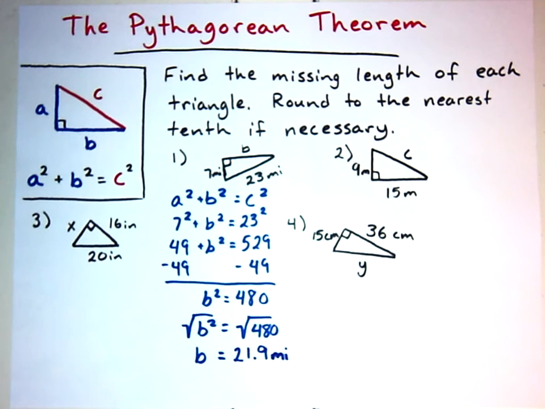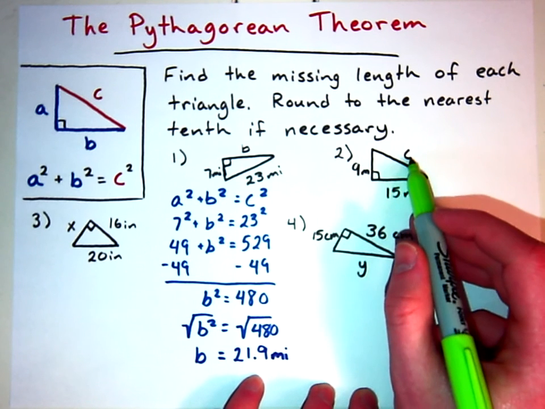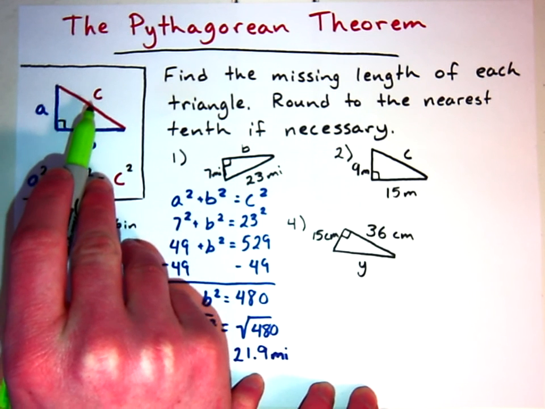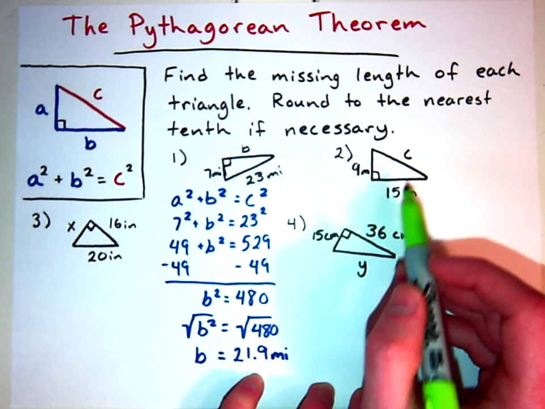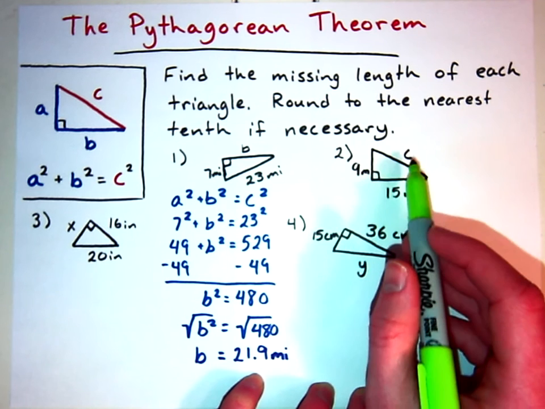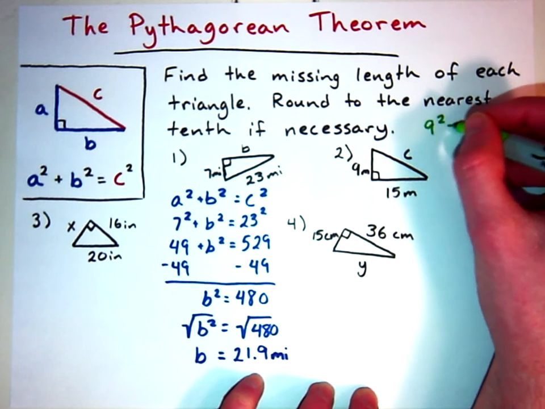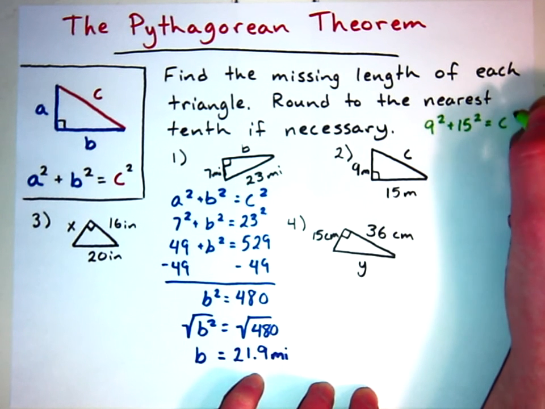All right, let's take on number 2. For number 2, we're given 9 meters, 15 meters, and C. Usually in the Pythagorean Theorem, C represents our hypotenuse. We need to make sure that's true. C is our longest side, right? Our legs meet at the vertex of our right angle. So we know that C works for us. So it's going to be 9 squared plus 15 squared equals C squared.